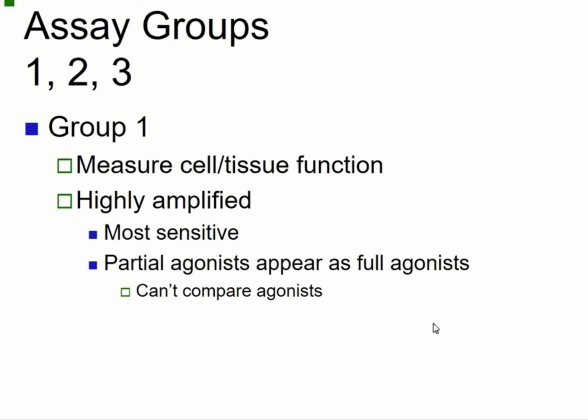And so partial agonists are going to look like full agonists. And so, if you're using a group 1 assay, in this situation, we can't use it to say that this is a partial agonist and that is a full agonist. Because in reality, partial agonists and full agonists refer to their efficacy at the beginning of the line. How effective is that ligand or agonist at creating a change in the receptor?